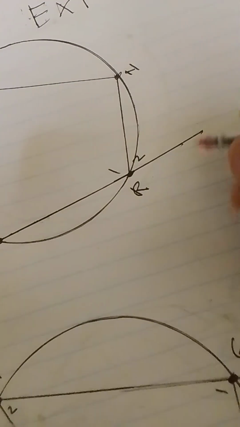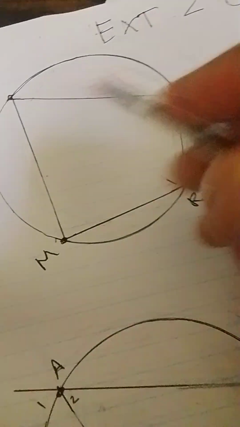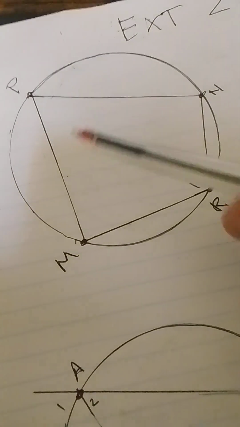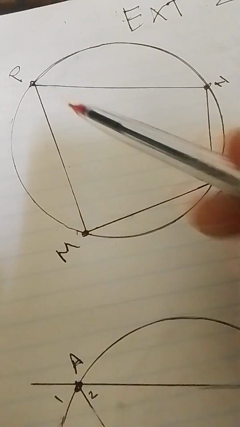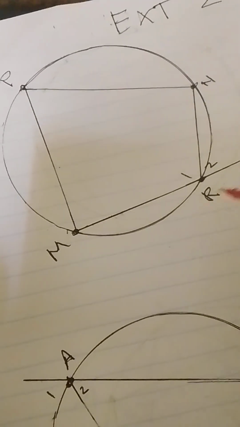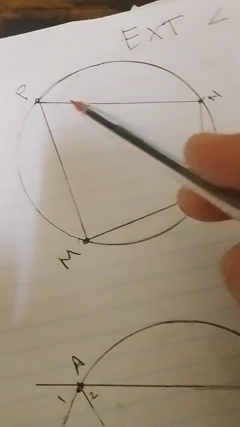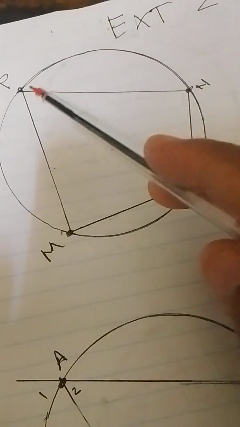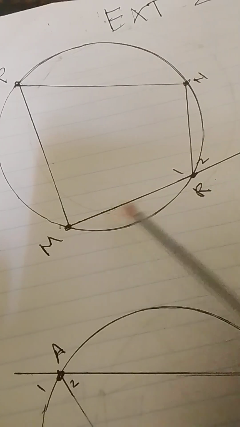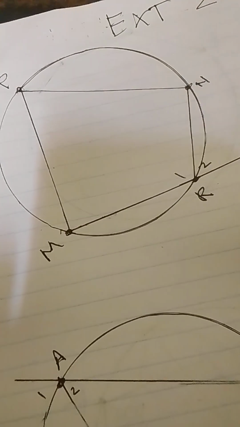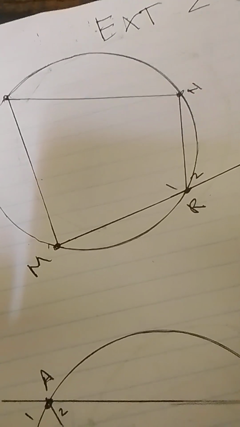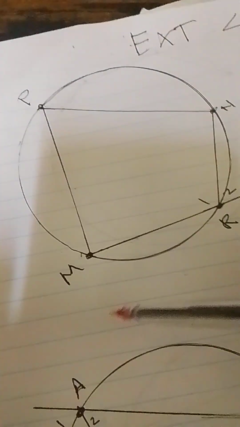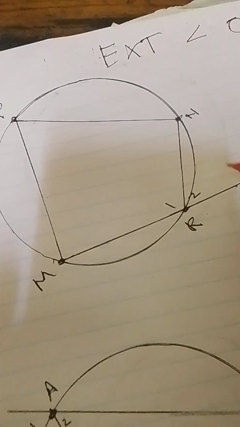This one, we say, if you are looking at this, I have quad PMRN. Yeah, quad PMRN. So this is a quadrilateral. This theorem applies on a cyclic quad. So we are saying PMRN is a cyclic quad.